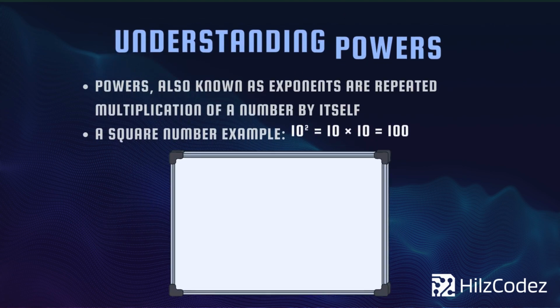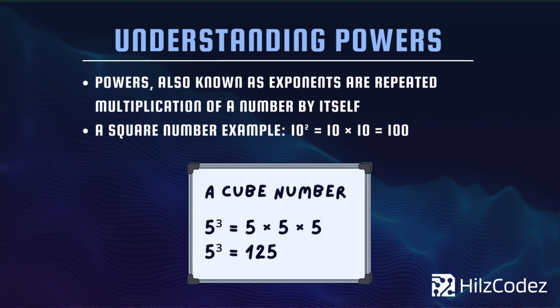Let's get started. Right, let's start off with powers, or in a scientific context, they're commonly referred to as exponents. Essentially, powers are shorthand notation for indicating repeated multiplication of a number by itself. They consist of a base number raised to a power which denotes how many times the base is multiplied by itself. Let's take square numbers for example. A square number is the result of multiplying a number by itself. An example being 10 raised to the power of 2, or 10 squared, is equivalent to 10 times 10, or 100.